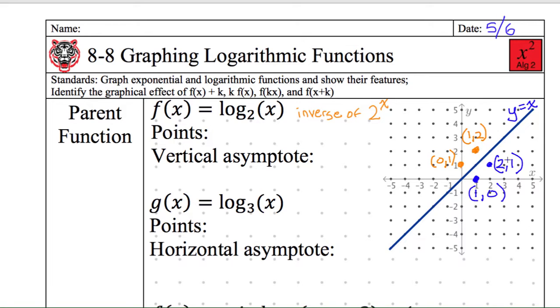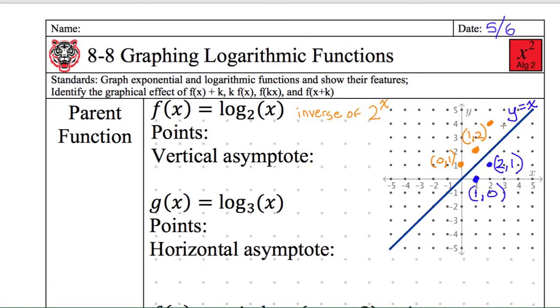Think of one more point. Technically, we only need 2 points, but think of one more point that was on this graph of 2 to the power of x. Plug in 2. 4, yeah. When I plug in 2, 2 to the power of 2 is 4, which means when I go to 2 for the x, my y value is 4.